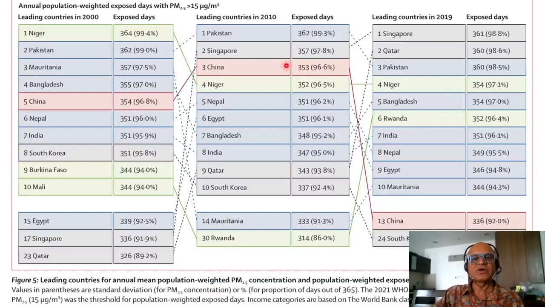It went up to number 3 with 353 exposed days. We know that concentration went up. Then it has dropped to number 13, but the drop in number of exposed days is not significant. It's still at 336. If you look at India in 2000, it was at number 7 with 351 exposed days, and it went down to number 8, and then it's at number 7 by 2019 with 351 days, just as it started in 2000. So no improvements as such.